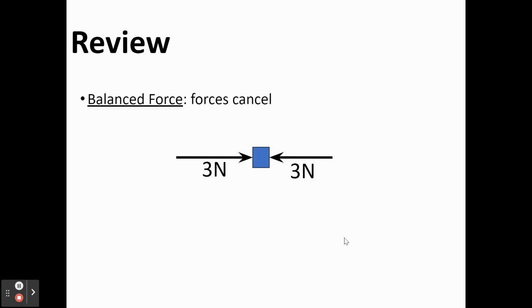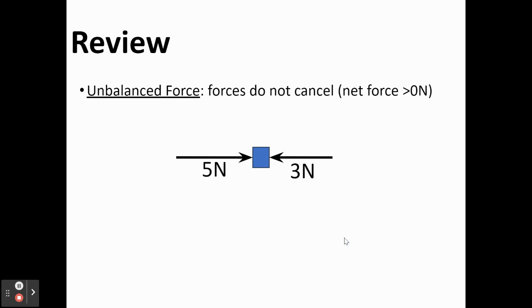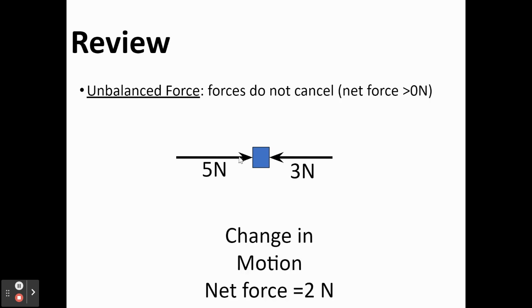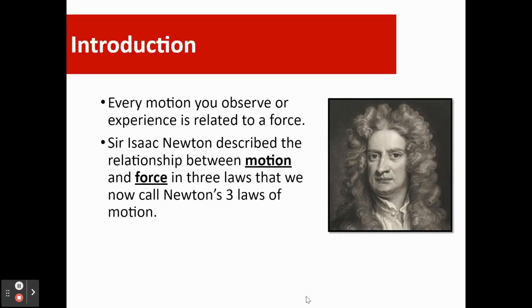All right, so remember our balanced forces cancel each other out, and that's what happens when the two forces are the same. So there is no movement, no motion, 0 newtons. With an unbalanced force, the forces don't cancel, and this just means that our total force is greater than 0. So you can see that this is bigger. It's 2 newtons bigger than 3 newtons, so it's going to go to the right, and it has 2 newtons of force. All right.